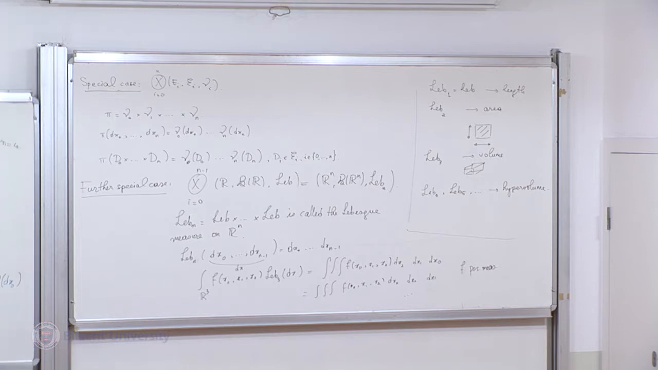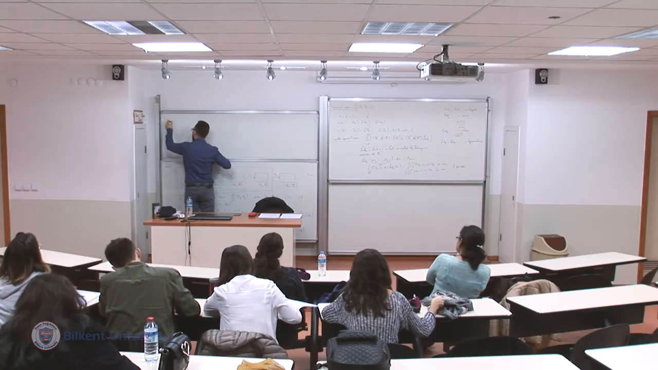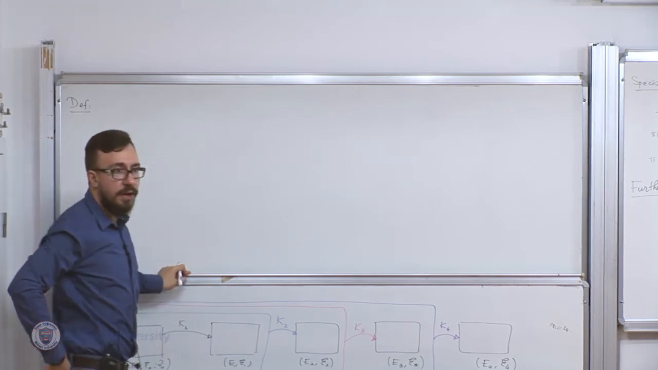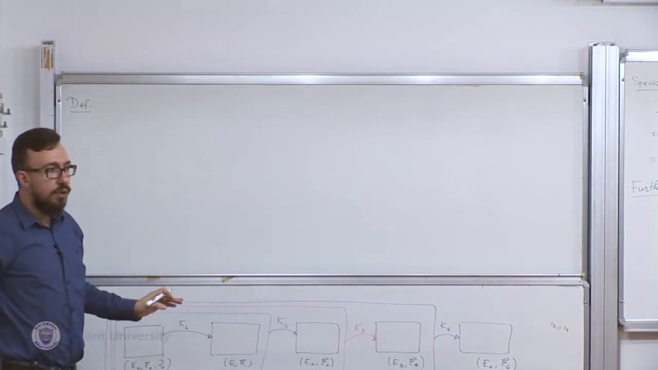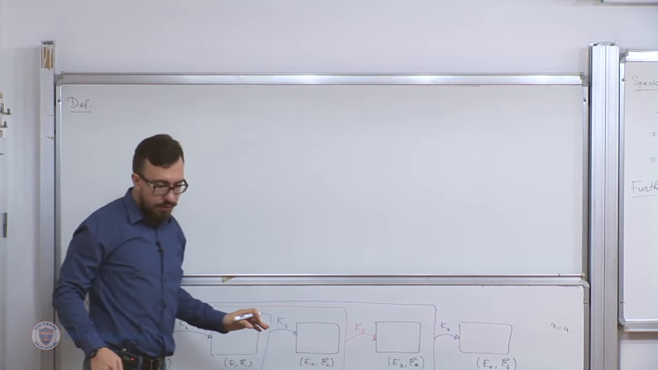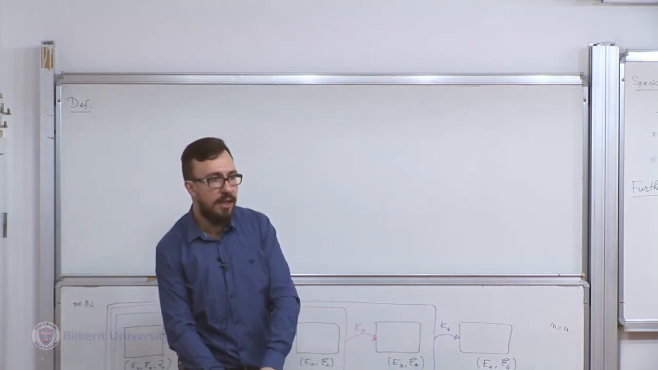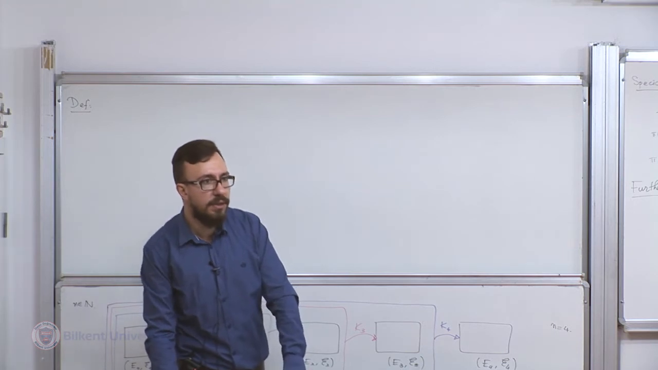So one definition I'd like to talk about is the continuity of a random vector. Do you remember the definition of a continuous random variable for the real valued case? When do we say that a real valued random variable is continuous?